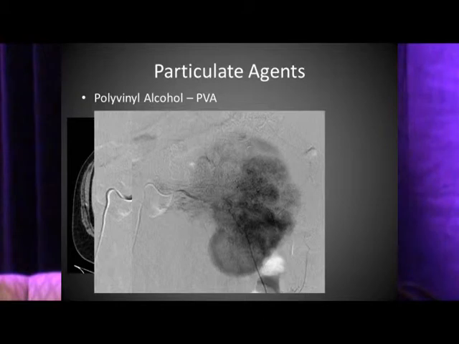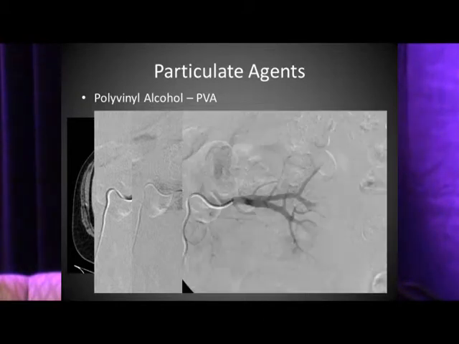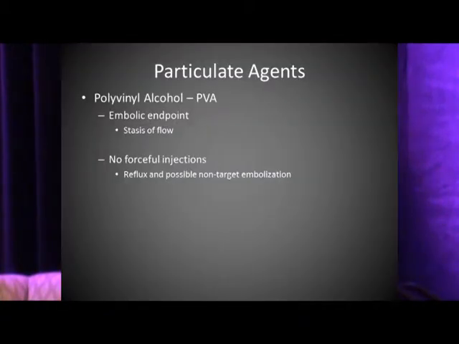This was embolized successfully with 2 vials of 500 micron PVA, and you can see the stasis of flow at the endpoint. It is important to note that even once you get stasis of flow, you should not forcefully inject, trying to force it forward. You want to make sure that you're not refluxing any of that. Forceful injection can actually reflux that PVA, in this case back into the aorta, and have some type of non-target embolization.